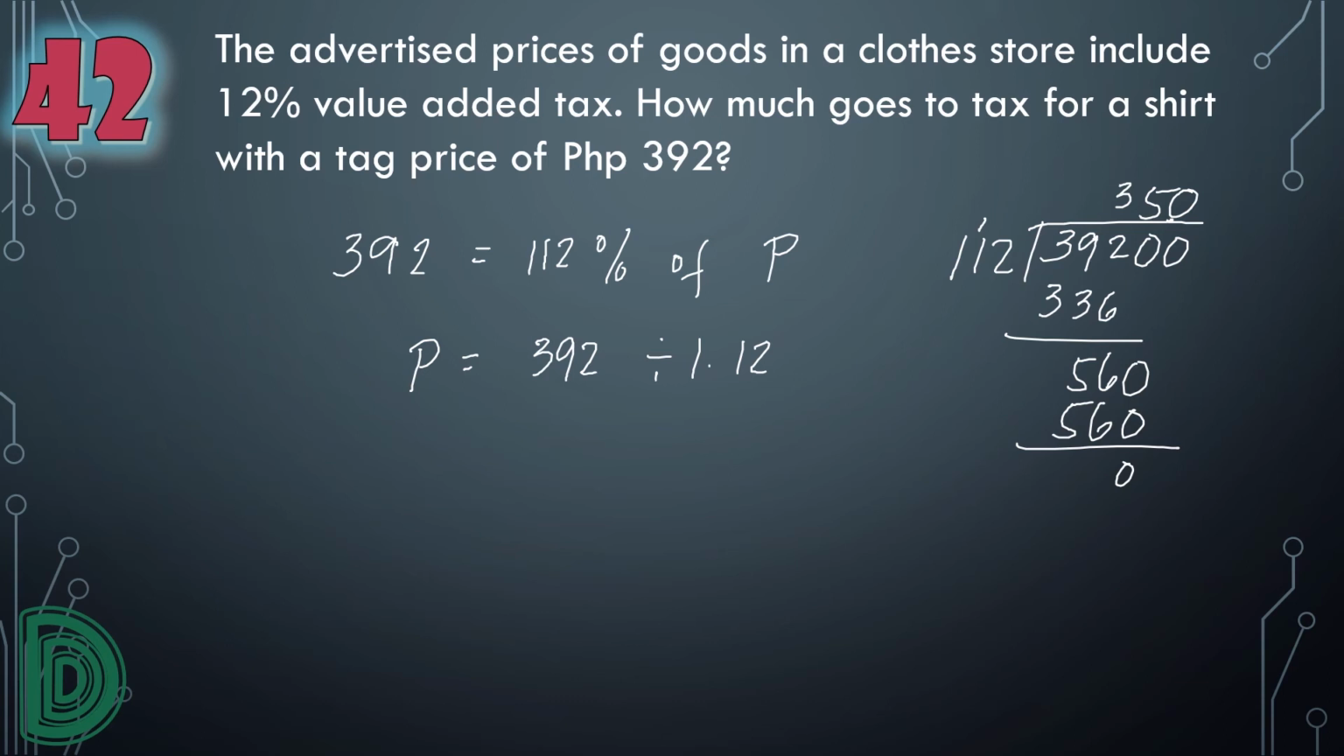Therefore, the actual price of the shirt is 350 pesos. And it was tagged at 392 pesos. Then the value that goes to tax is 392 minus 350. And that is 42 pesos.